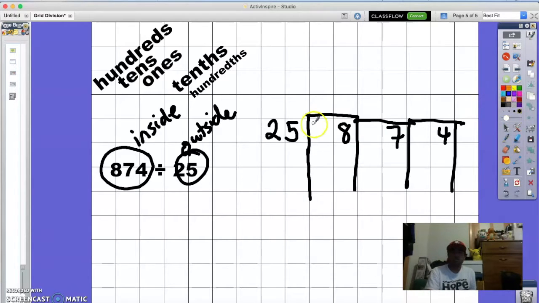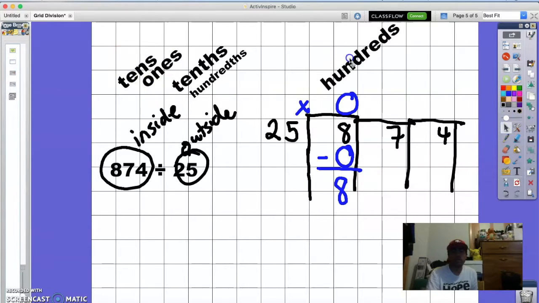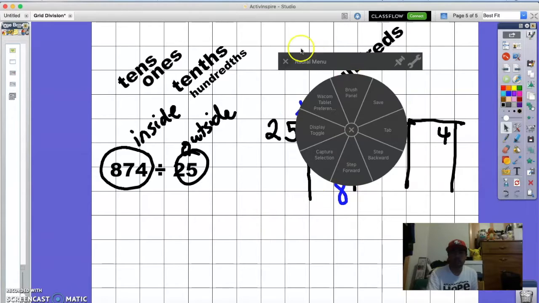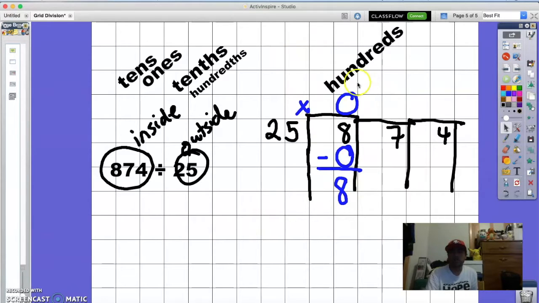First thing we need to do is figure out how many 25s can fit inside 8. Well, 0, because 25 is too big for 8. So 25 times 0 is 0. Notice that I put a times sign just in case you need it. And then I'll go ahead and subtract. And now I have 8 left over. Keep in mind that 8 is in the hundreds place. So that means I have 8 hundreds left over.